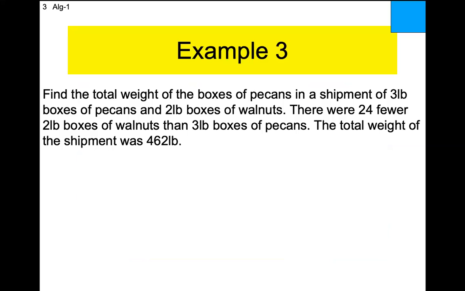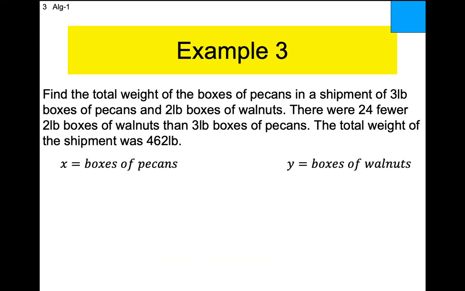Okay, so step number 1, we need variables. What's our variables? P and W. P is going to be the number of boxes of pecans, and W, I used X and Y, assuming. Right? Cool? All right. First sentence is hard, or the first equation is hard, the second one is easy.